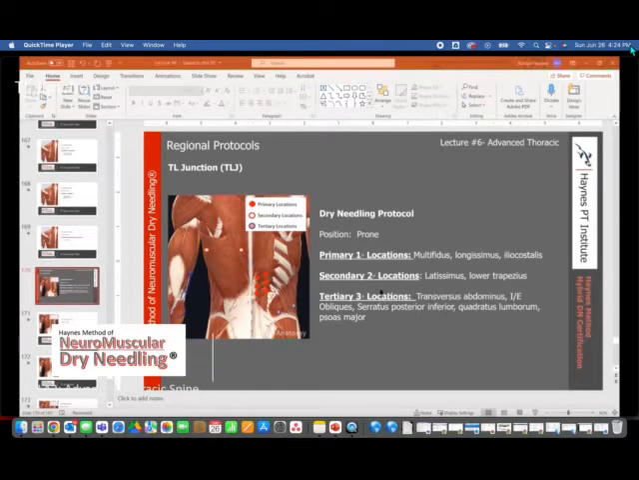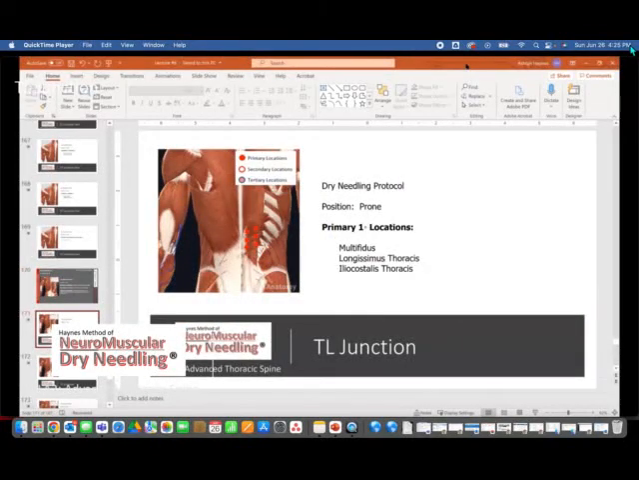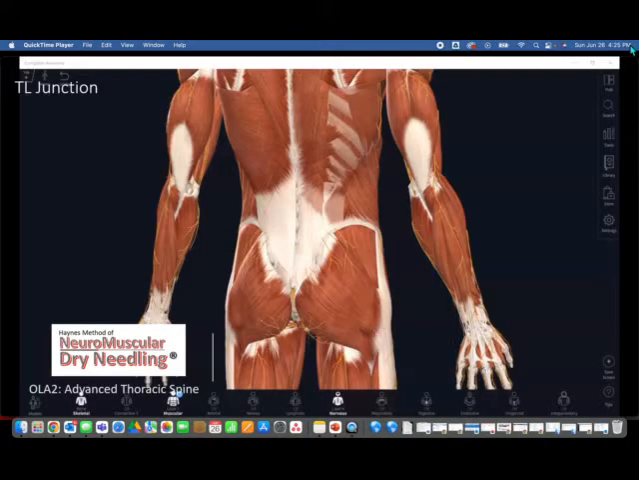Here, our primary dry needle locations are going to be the multifidus, the longissimus, and iliocostalis. For our secondary locations, we're going to get latissimus and the lower trapezius. And for our tertiary locations, we'll hit transversus abdominis, the internal and external obliques, the serratus posterior superior, QL, and psoas major. So let me move this out of the way and bring up our model here. First thing we're going to look at, our primary locations, will be multifidus.